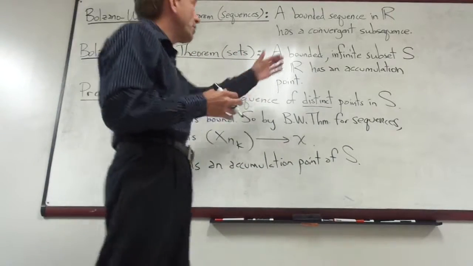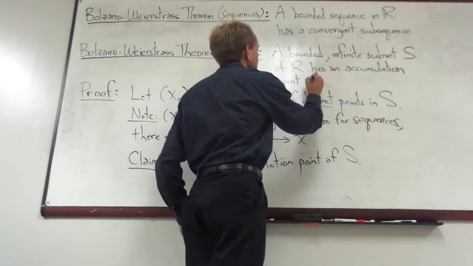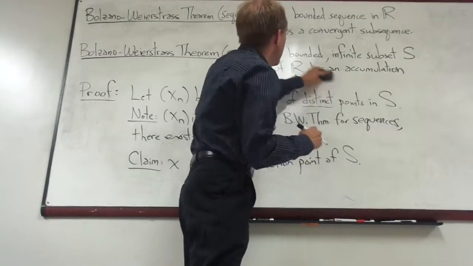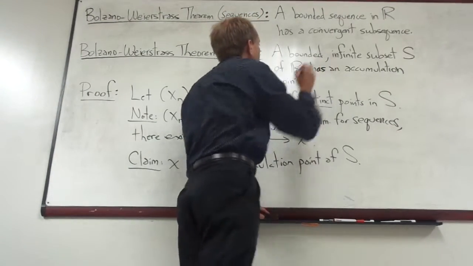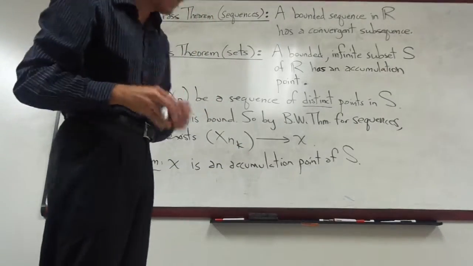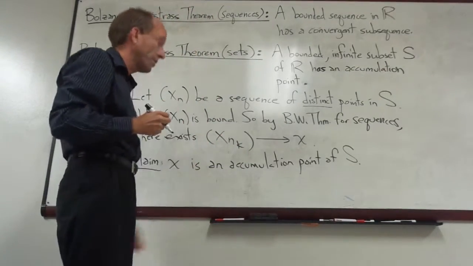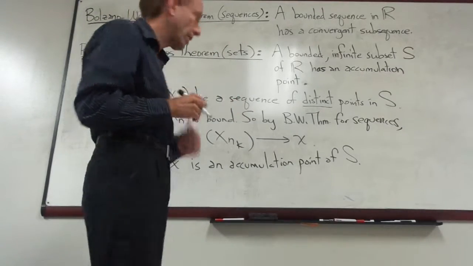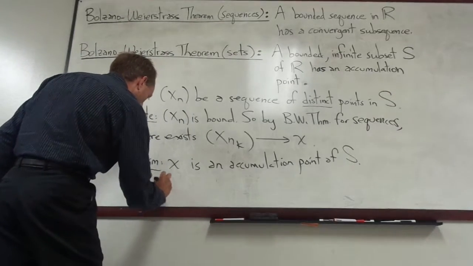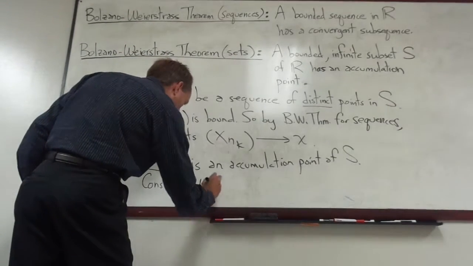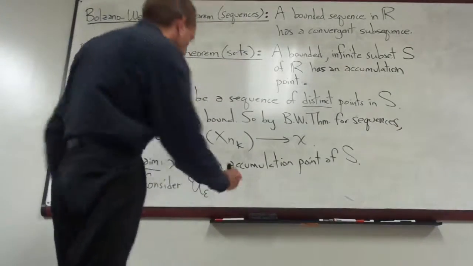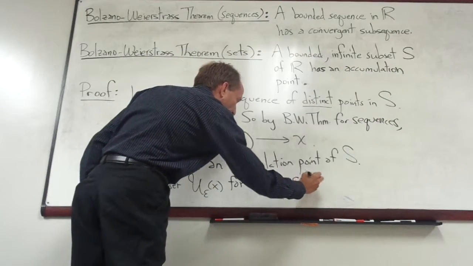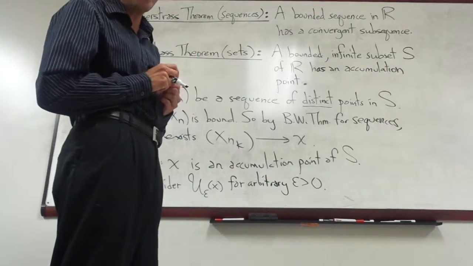So what does it mean to be an accumulation point of S? Well, I just have to show that every neighborhood of x contains points of S other than x itself. So consider a neighborhood U sub epsilon of x, some arbitrary neighborhood, for arbitrary epsilon greater than 0. You just choose one of those neighborhoods.